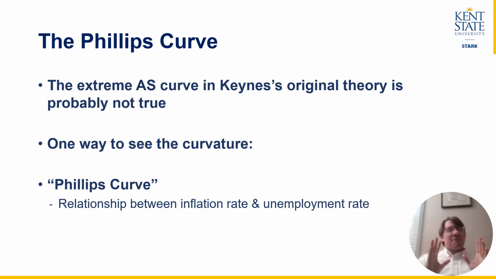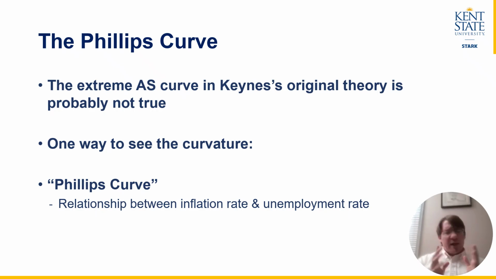So let's talk about the Phillips curve. We mentioned the aggregate supply curve in Keynes's original theory. That is, where it's perfectly flat up to whatever our potential GDP is, which is the actual capacity, full employment, and there it's perfectly vertical at that point.